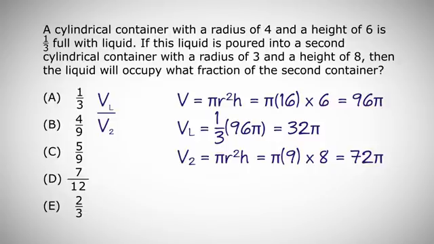So now we take this and plug it into our denominator. And we know that the volume of the liquid over the volume of the second container is 32 pi over 72 pi. Well, our pi's cancel out, and we can reduce down 32 over 72. We can pull out 8 from both sides, and we'll get 4 on the top, 9 on the bottom, and our final fraction is 4 over 9. Our final answer is B.